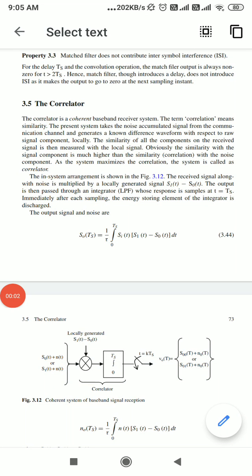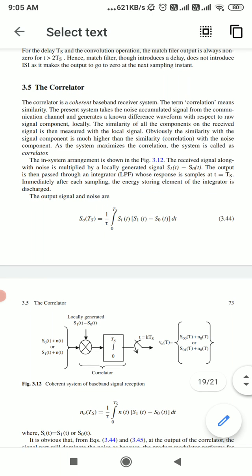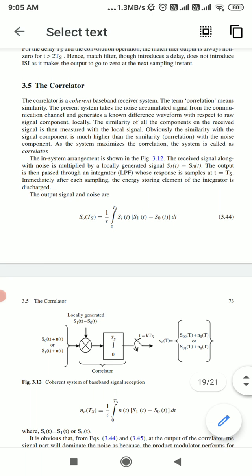So here we were studying about the correlator. We can say the correlator is a coherent baseband receiver system. While detecting a signal at the receiver end, we can use a circuit. That circuit is called a correlator, which is a combination of a multiplier and an integrator.